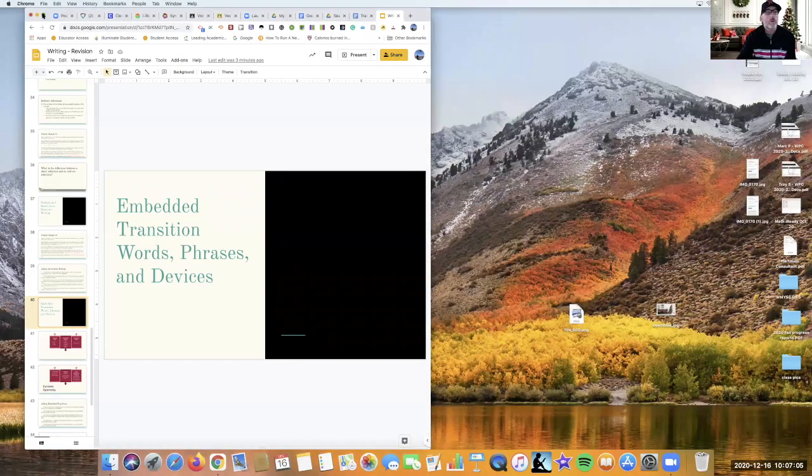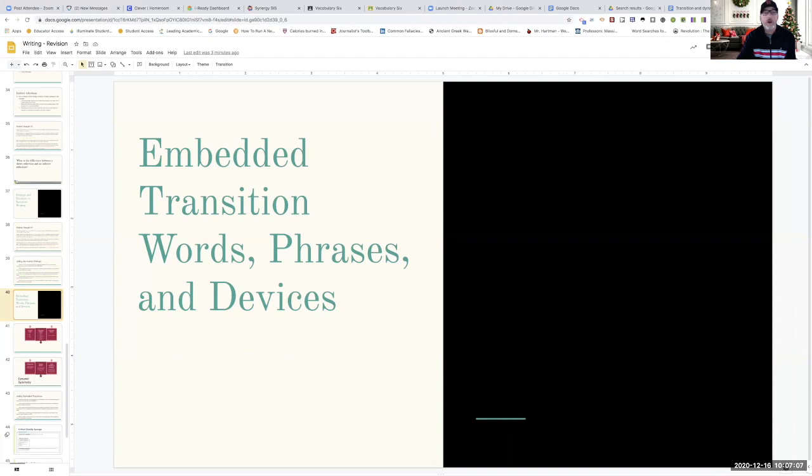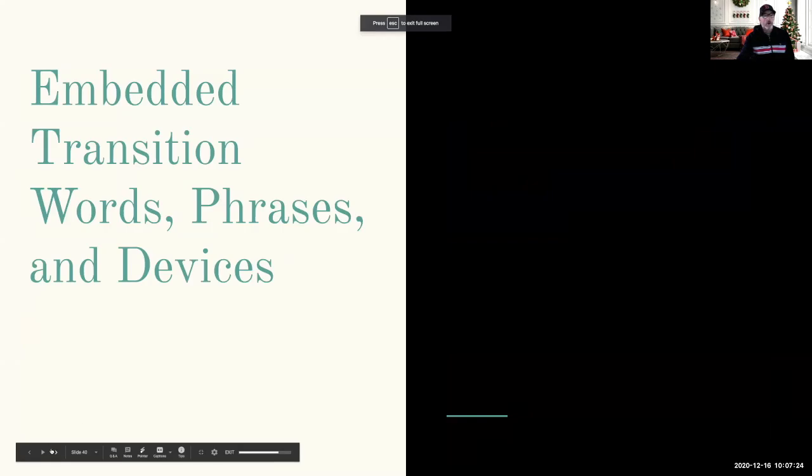But I want to talk a little bit about where we're headed tomorrow. We're going to be talking about embedded transition words, phrases, and devices. So I want to talk about the three. We've talked about transition words and phrases, but we haven't talked about devices, and that is going to be a lot of what we're going to discuss tomorrow.